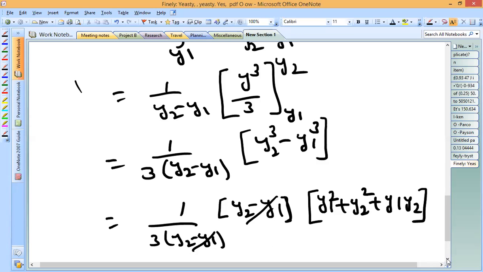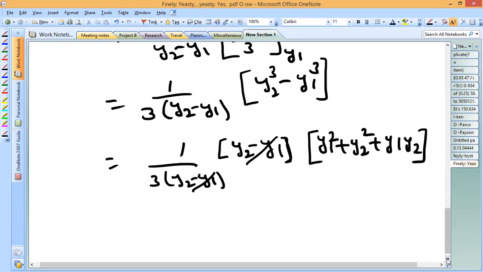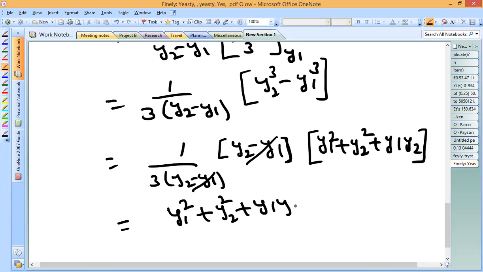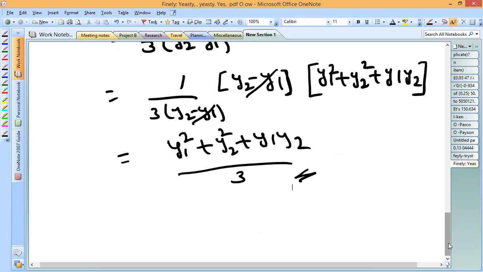So you need to remember all these formulas, a square minus b square, a cube minus b cube. If you remember these, you will be able to solve the problem very easily. So here the expectation of the square of the random variable is simply equal to y1 square plus y2 square plus y1 y2 whole divided by 3. So this is the answer for the second parameter, which gives the expectation of the square of the random variable.